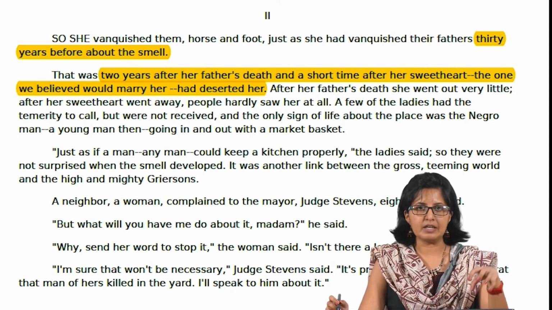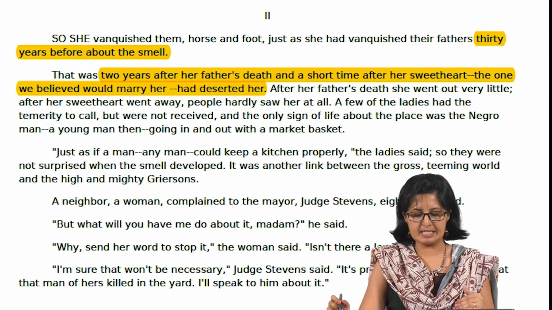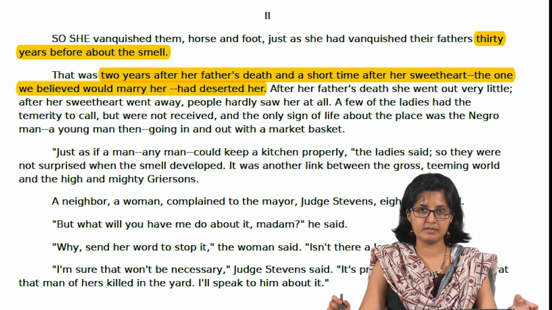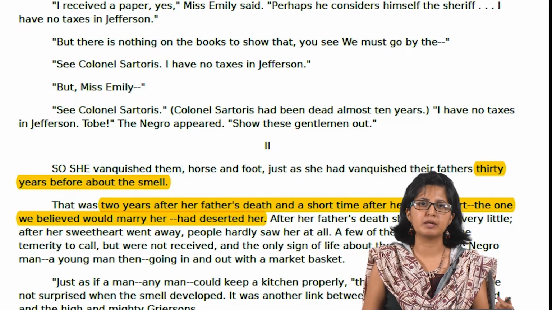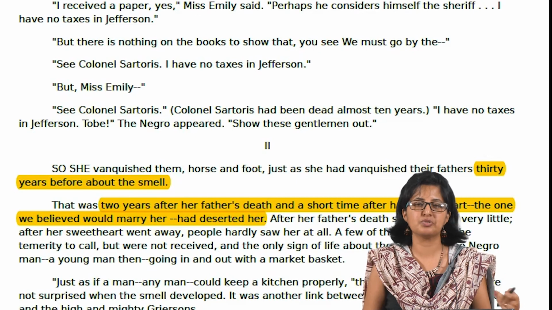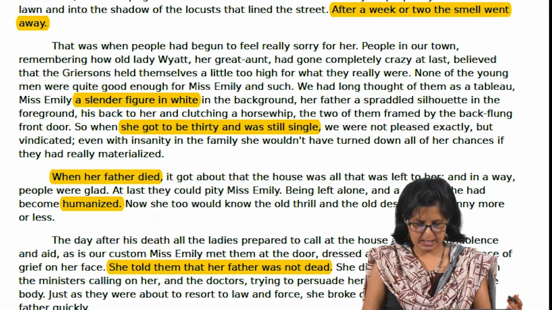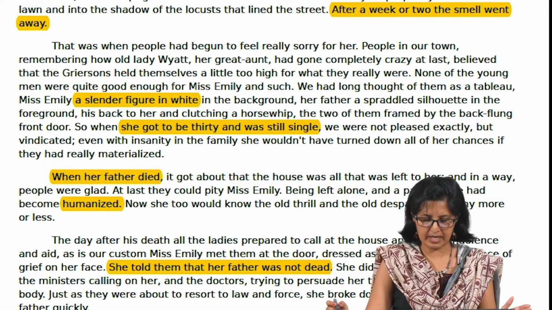While giving the timeline, we are also being made privy to various incidents that happened in Emily's life. There is the smell episode. It's 30 years before the smell, 2 years after her father's death and a short time after her sweetheart had deserted her. Then we also find people complaining about the smell and the ways in which the law tries to intervene and not to intervene, and how the local people also take it upon themselves to get rid of the smell. We'll not go into the details of it. And then the story tells us after a week or two the smell went away.